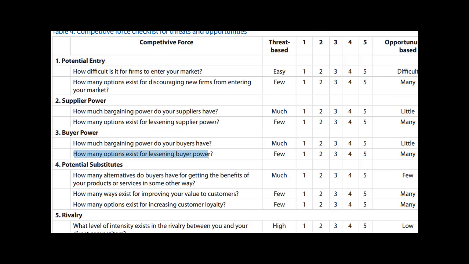How many options exist for lessening buyer power? If there are few, then that is a threat for the company, because the company cannot decrease the buyer power. But if there are many options available to decrease buyer power, like distributors, negotiation, product change, or innovation, then your buyers cannot exert a lot of power on the manufacturer or the company.